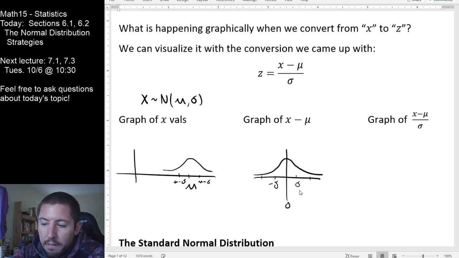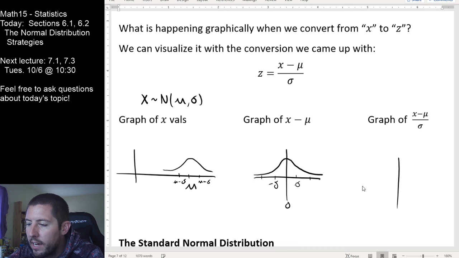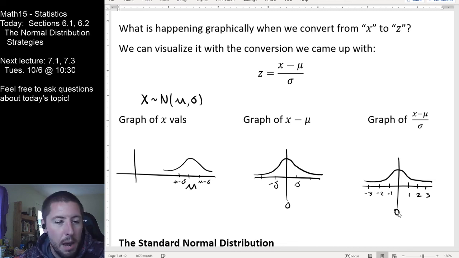So you should notice if this tick mark right here was at a distance of sigma away from the x-axis, sigma divided by sigma is going to be 1. So now we're landing at a graph that is centered at 0. And because we've divided by exactly our standard deviation, we are now experiencing just a standard deviation of 1. So these tick marks are now representing our standard deviations from the mean of 0. But this is now what we will come to call our standard normal distribution.